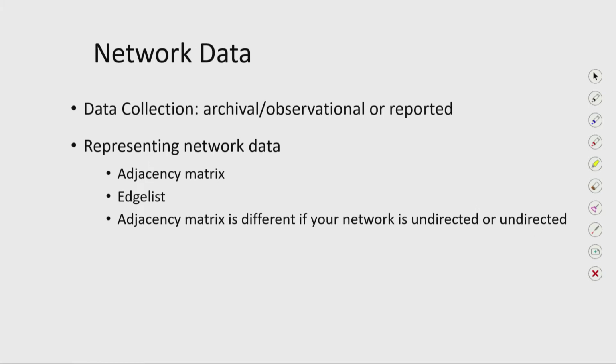The network data can be archival, observational, or reported. That is, you take your data from somewhere, it's already been there within some kind of system, or you ask people about the relations and the definitions of the tie. The network can be represented in different ways. It can be an adjacency matrix or an edge list, and adjacency matrix for directed or undirected networks is slightly different.